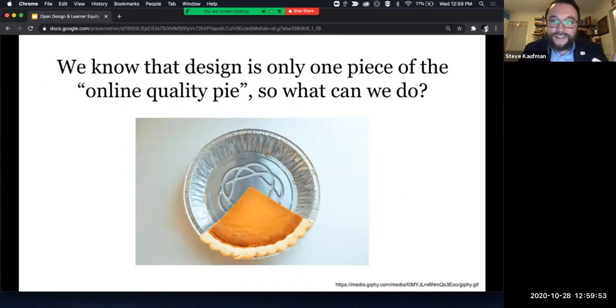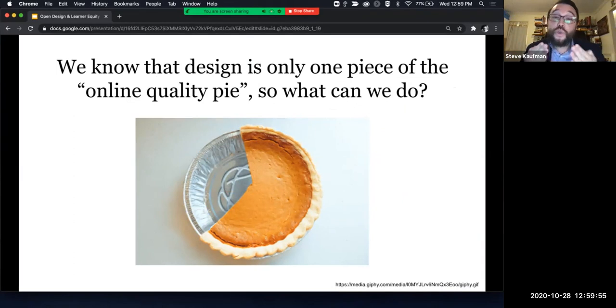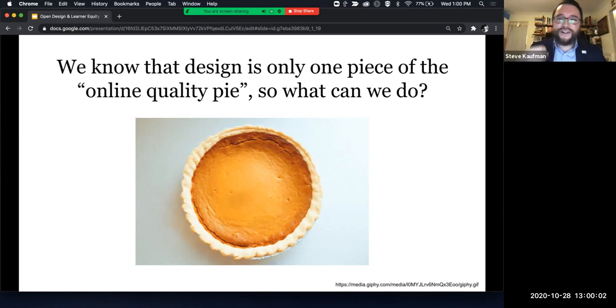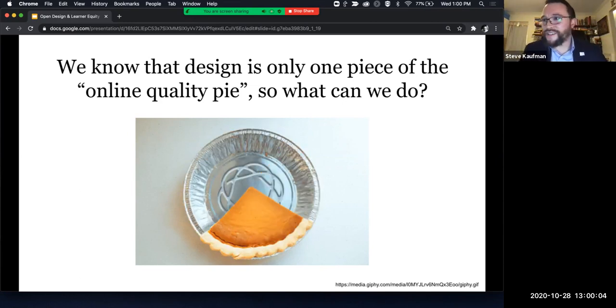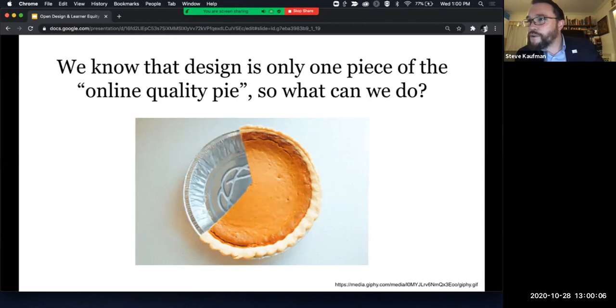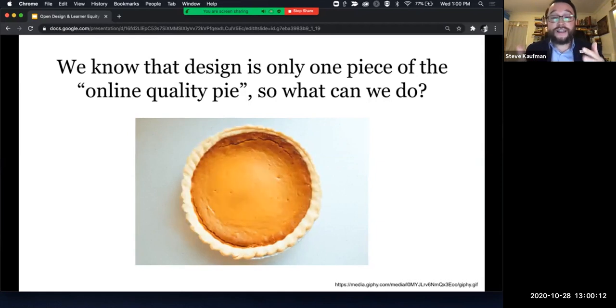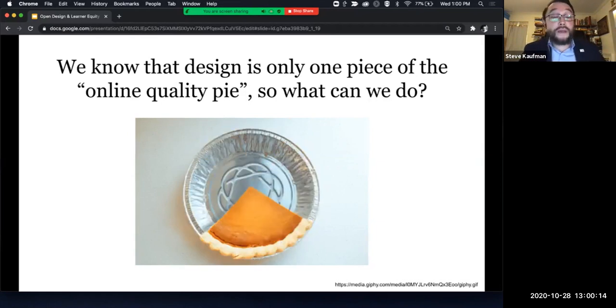And we talk about the online quality pie, right? That design is just one aspect of the pie, and there's so much else that goes into the materials and the delivery style and the engagement and all of those different things. And Miriam is saying, and there's so much in design that influences our delivery. Absolutely right. I'm sure you've had faculty on your campus that have said, going through QM has made me a better face-to-face instructor. I totally feel that way.